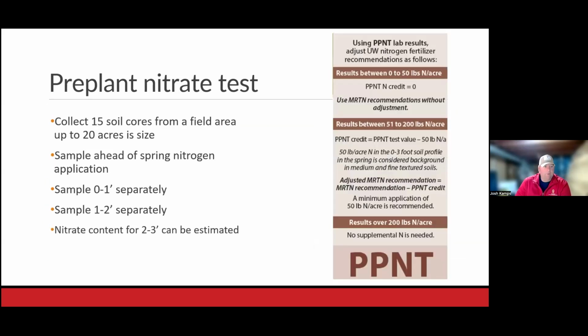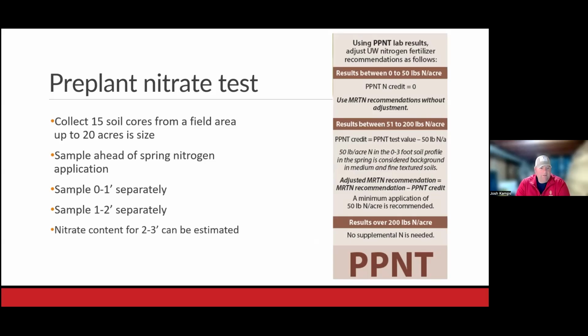For the PPNT, we actually are going to collect a 0 to 1 foot sample and then a 1 to 2 foot sample. All right, so you may need a specialized soil probe that you can extend down deeper into that soil profile. We'll want to collect 15 cores from a field area up to 20 acres in size. Okay, so that means 15 soil cores 0 to 1 and 15 soil cores 1 to 2 foot.